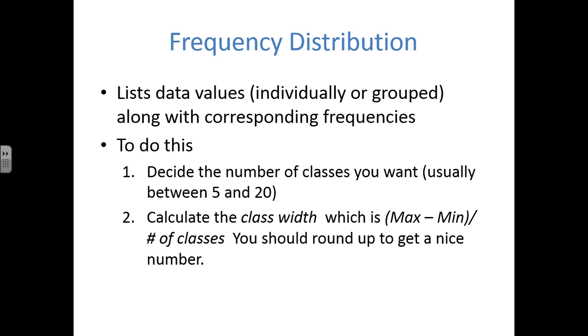To do this, the first thing you need to do is decide on the number of classes you want. Usually that's a number between 5 and 20. And then you calculate the class width by calculating the maximum value minus the minimum value and dividing by the number of classes you chose in step 1. You should then round that number to get a nice even number.